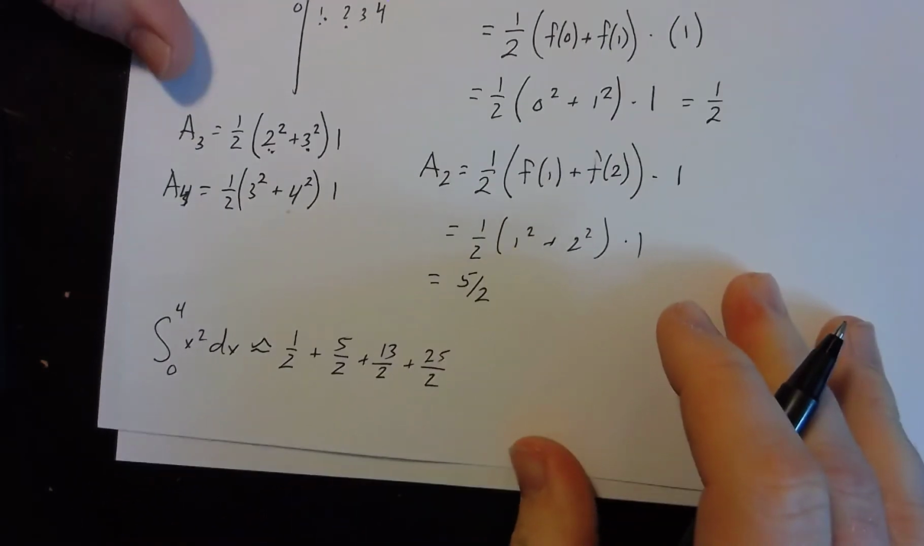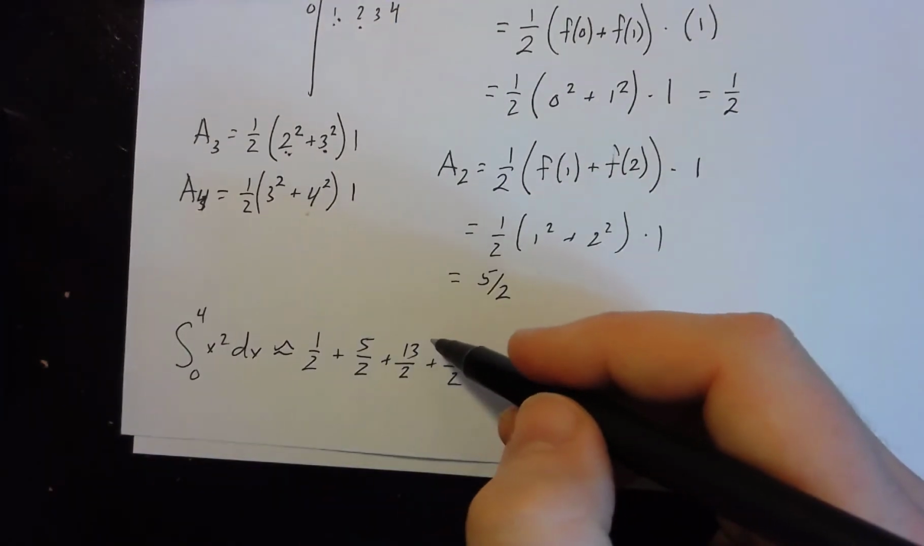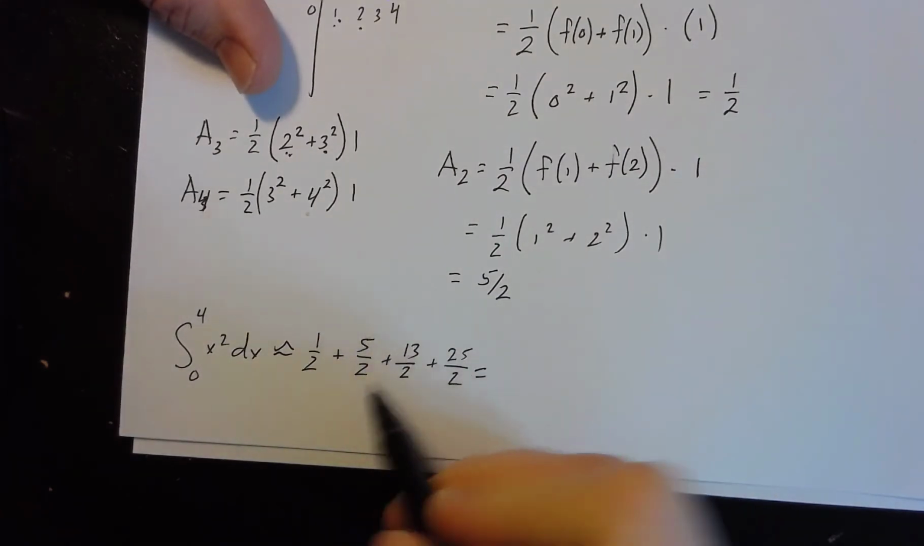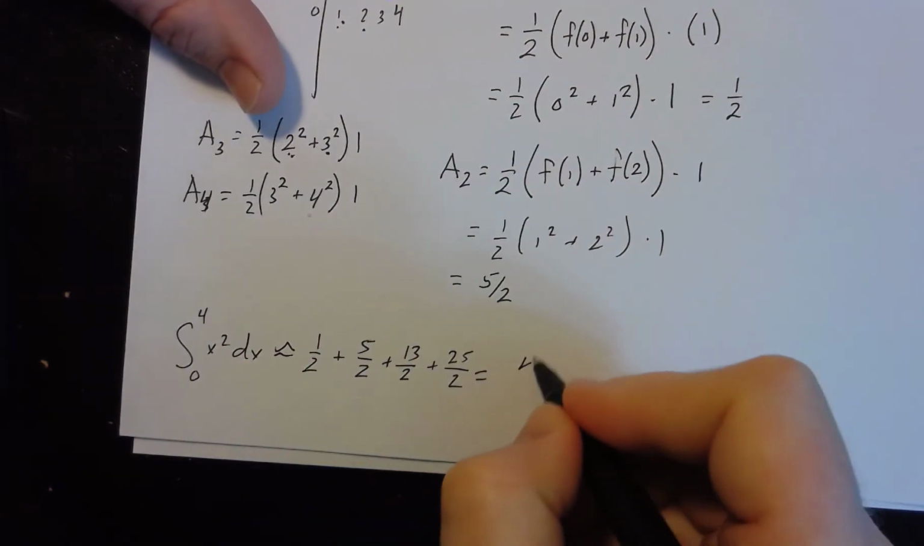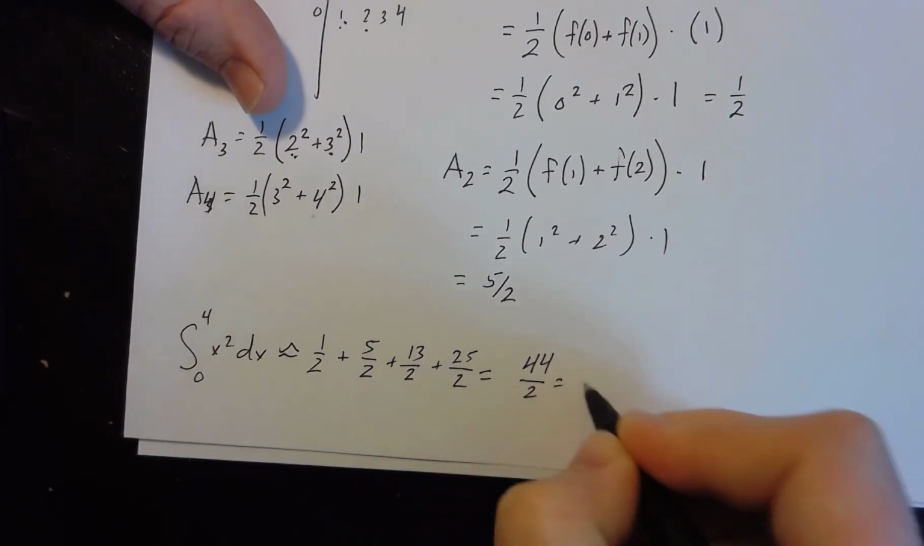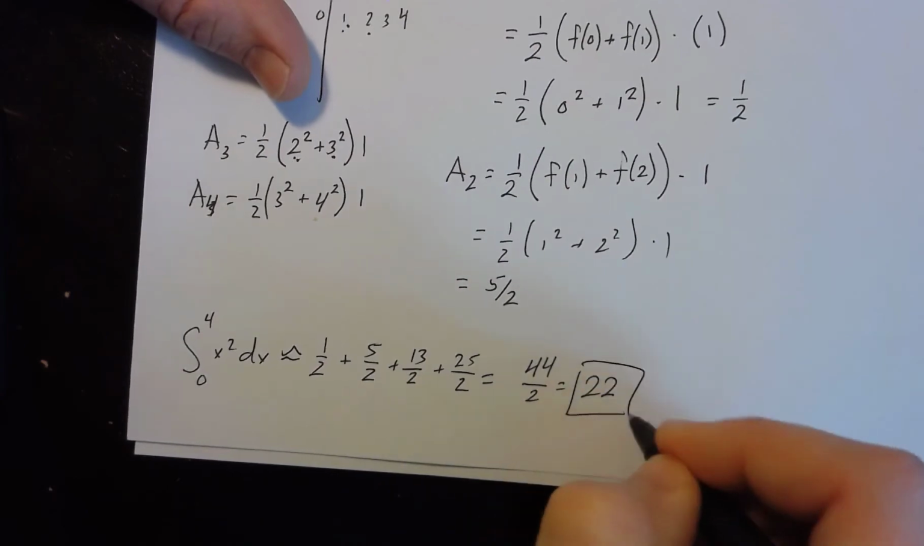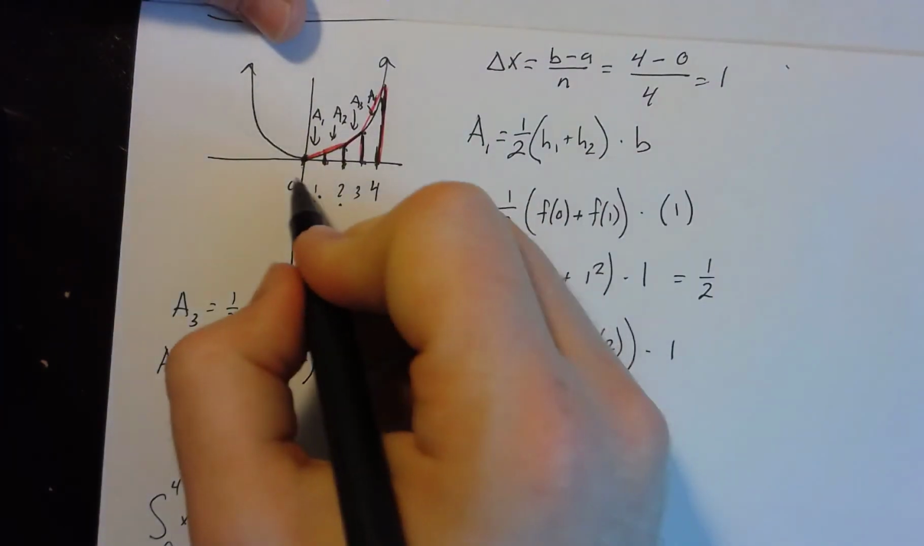So I now have all of my approximated trapezoid values, and I can simply add those up, giving me 44 halves, which is nothing more than 22. And again, in this case, if I had a unit of measurement, I'd call it units. But it appears that the area under the curve from 0 to 4 is approximately 22 units.